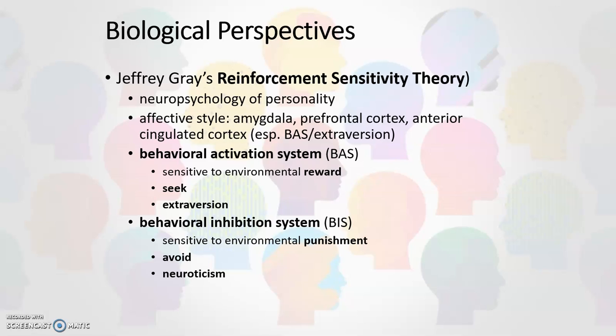Jeffrey Gray, reinforcement sensitivity theory. So just some of our different brain areas react differently. Behavioral activation systems: we seek different behaviors, where our behavioral inhibition systems, we avoid certain behaviors.